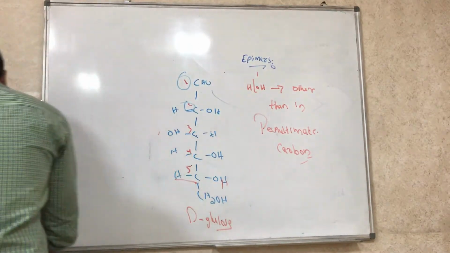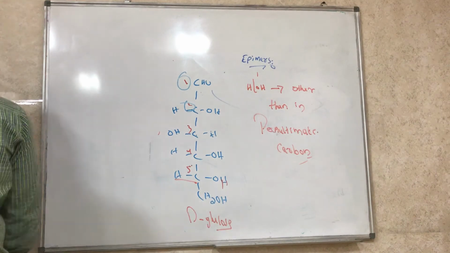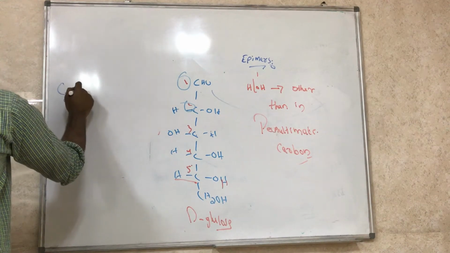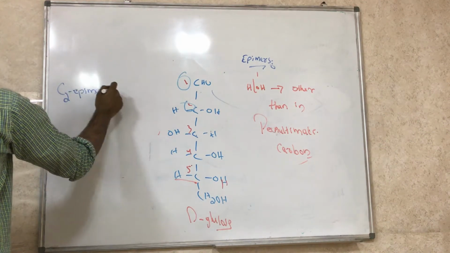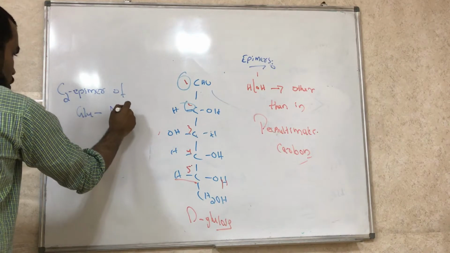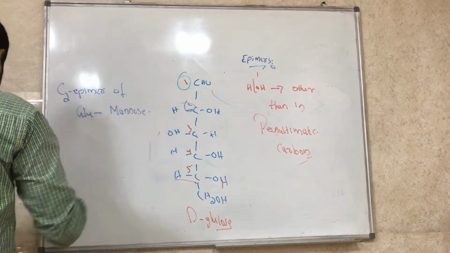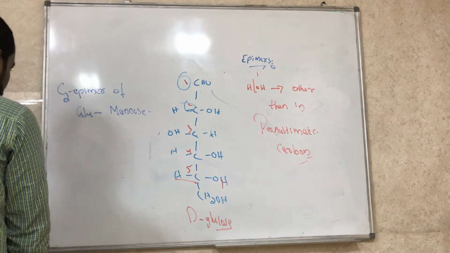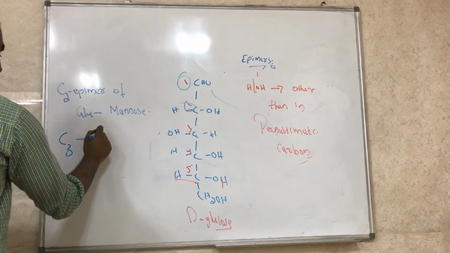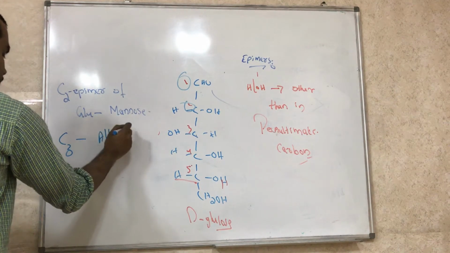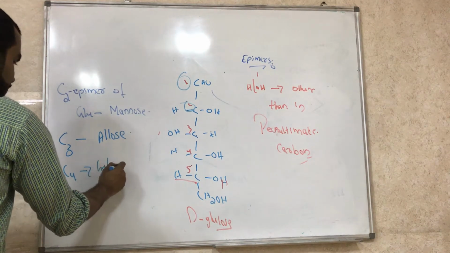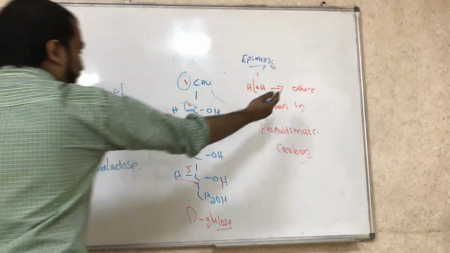Okay? So if it changes in the second position, the C2 epimer of glucose is called mannose. The C3 epimer we call allose. If the OH only changes in the C3 position, we call it allose. If it is in C4, we call it galactose. So it is other than in penultimate.